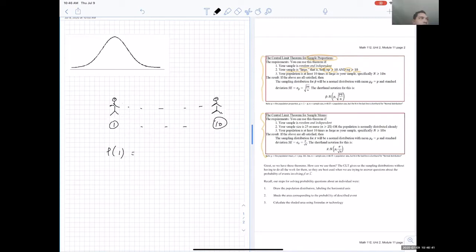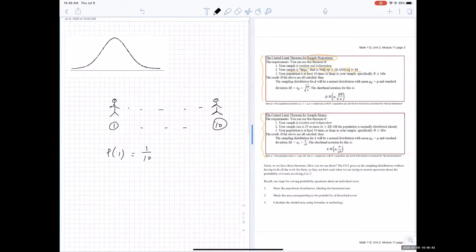Timothy? 1 out of 10. Very good. And then after choosing that, what's the probability of choosing a second student? 1 out of 10. No, I already chose one of them already. Oh, so 1 out of 9? 1 out of 9. Very good, right? What about the probability of choosing a third student? 1 out of 8.